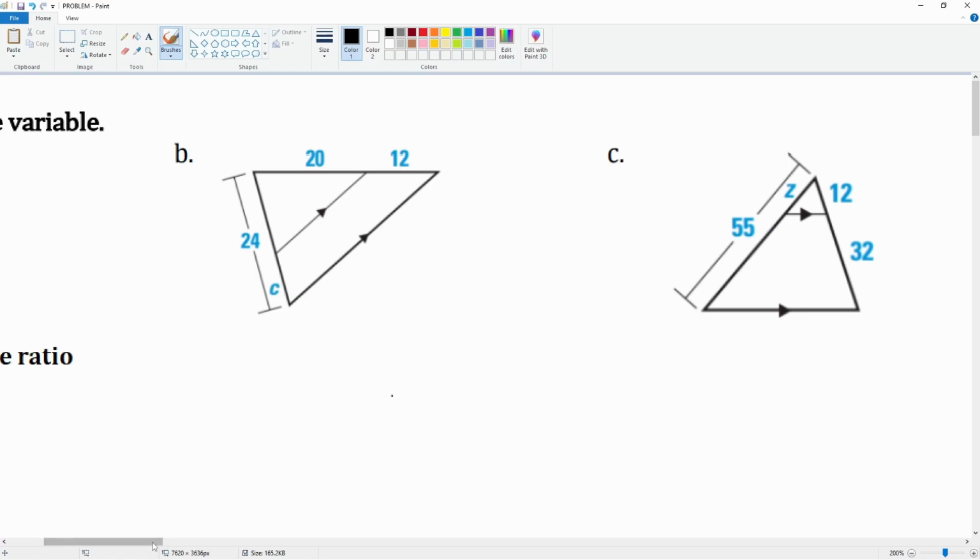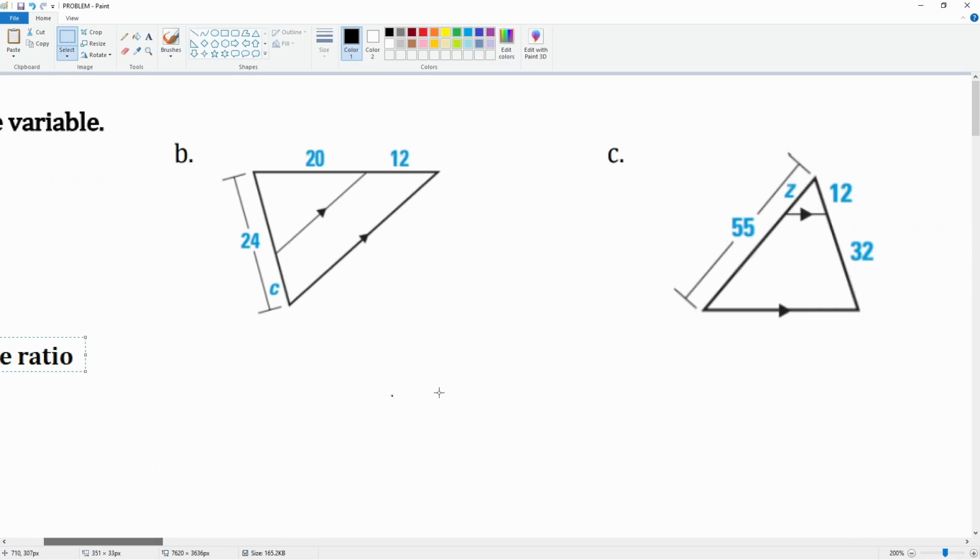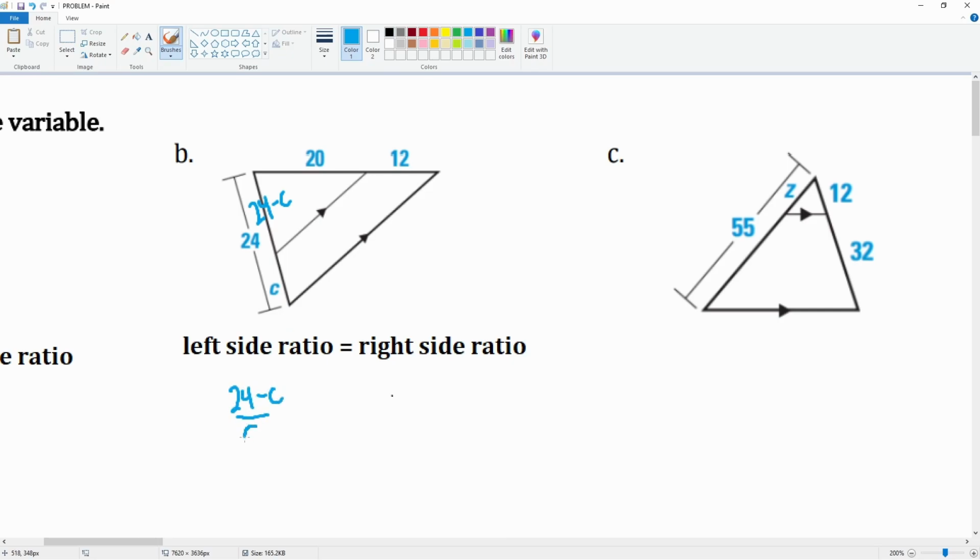B, same thing. Okay? Same left side ratio equals to the right side ratio. Okay? Right. So, if this whole thing is 24, this piece that is left is 24 minus C. So I can do 24 minus C divided by C, which is my left side ratio. That's going to be equal to my right side ratio of 20 divided by 12. I can cross multiply. 12 parentheses 24 minus C equals to C times 20.